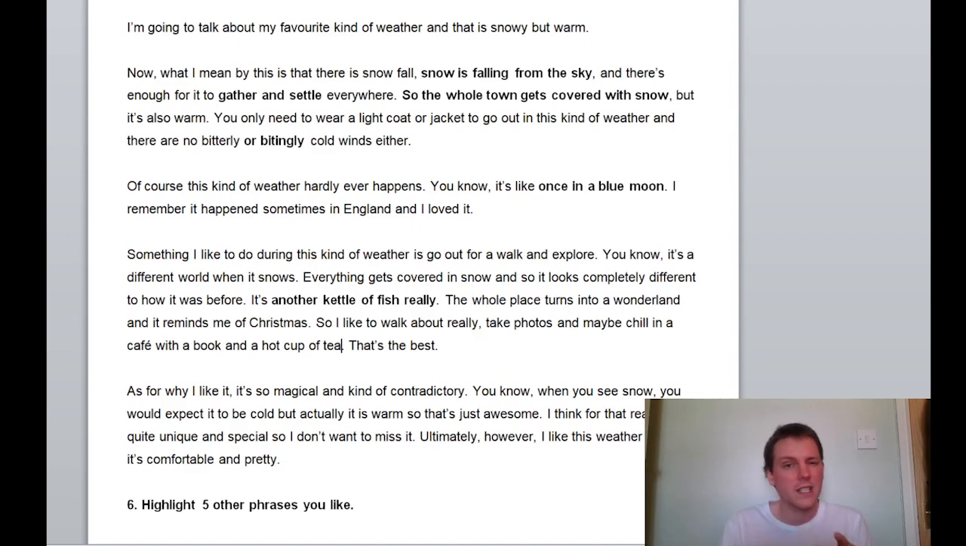Details, right? Try to give details. Same thing, really. It's vocabulary. It's taking more time off your speech. So that's nice. As for why I like it, it's so magical and kind of contradictory. You know, when you see snow, you would expect it to be cold, but actually it's warm, so that's awesome.